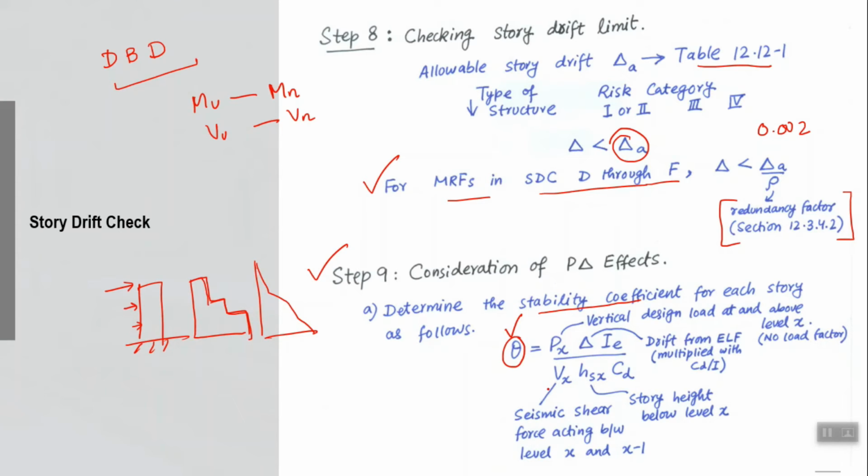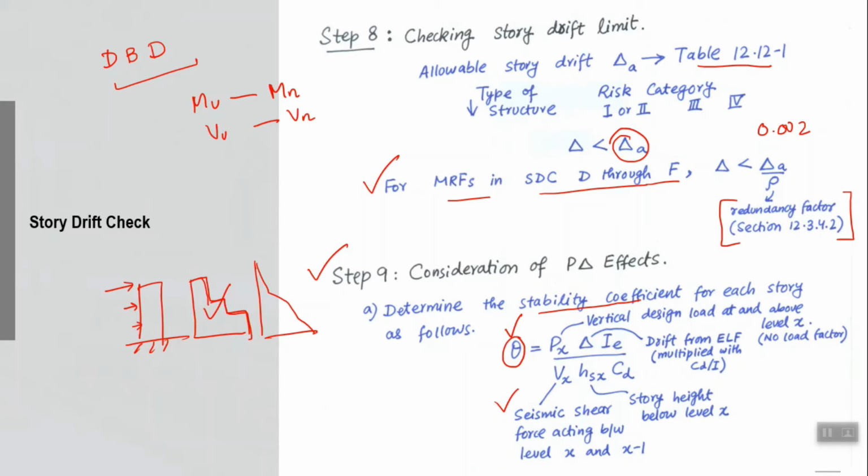So Vx will be coming from that story shear profile, this one, and Px is coming from the vertical design load combination, right? Gravity load combination. So Px you need to extract from the analysis program, right? So whatever is the axial load on that particular story, and delta is the result of the application of ELF forces, right? But they are already multiplied with Cd and I, so you need to consider that also. The expression is set such that this capital delta is already amplified value, right?